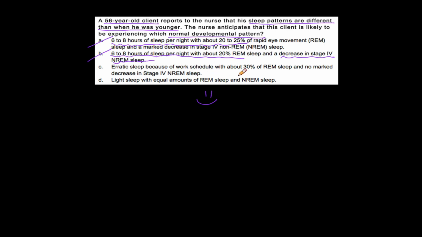Erratic sleep because of work schedule with about 30% of REM sleep and no marked decrease in stage 4 non-REM sleep. Erratic sleep because of work schedule. So work schedule. Think what? Expected outcomes.